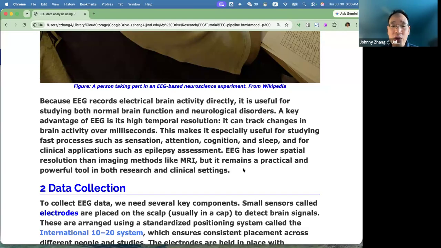It is also used in clinical applications, like epilepsy assessment, for example, even in hospital settings.